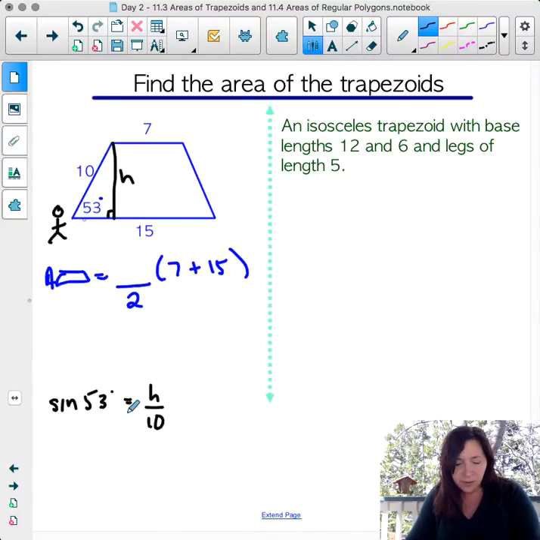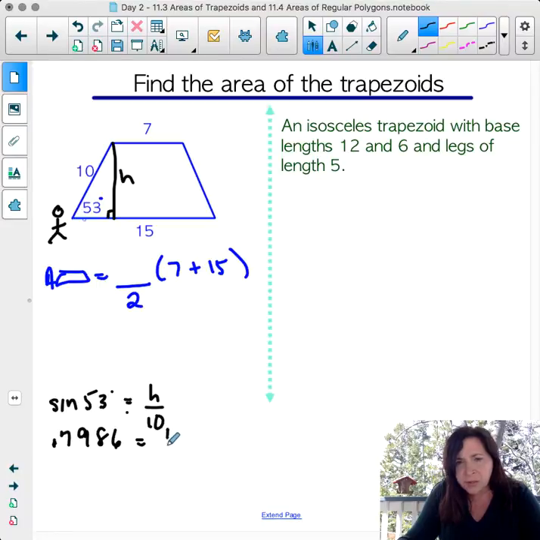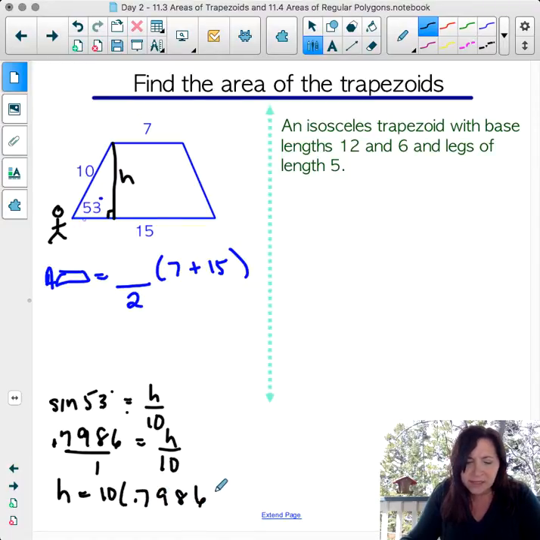So I'm going to use my cell phone calculator. I'm going to go 53. Make sure your calculator is in degrees. That's important. Sine of 53 is about 0.7986, which is equal to my height divided by 10. I'm going to cross multiply, and so my height is going to equal 10 times 0.7986, and that's just moving my decimal over one place to the right. So 7.9. Should we round off to 8?